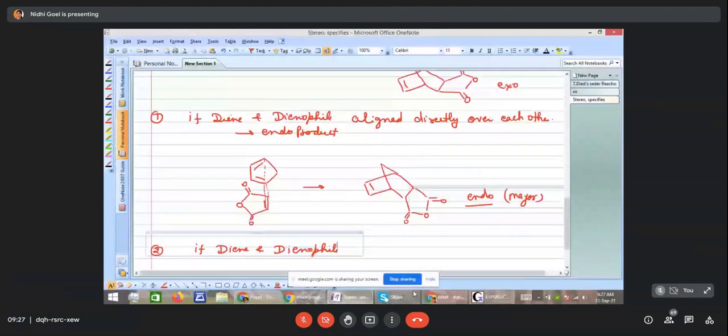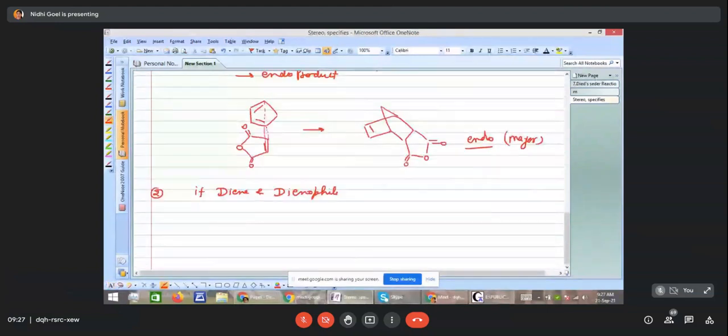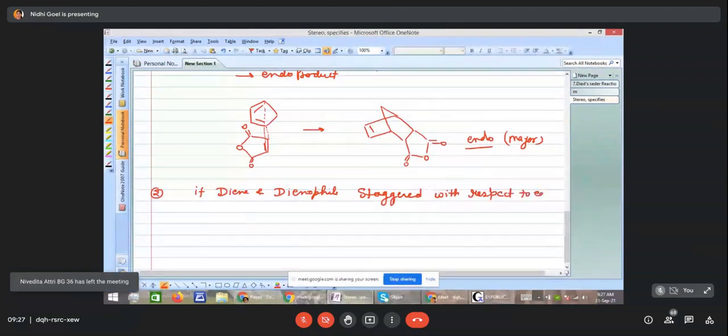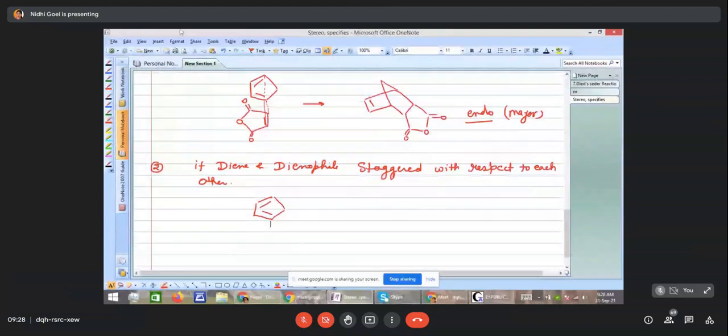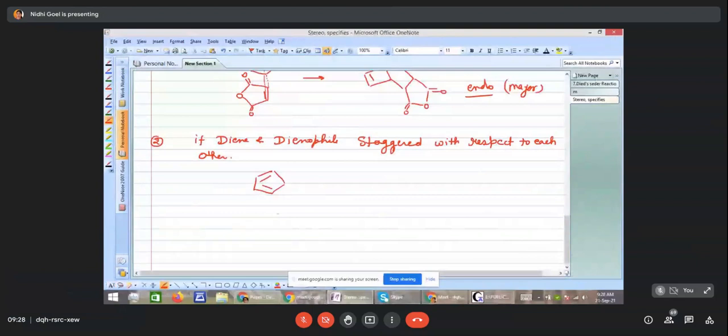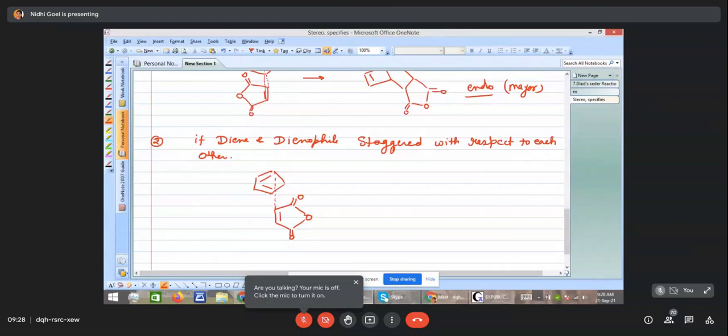Second is the diene and dienophile are opposite to each other or staggered with respect to each other. Staggered means opposite to each other. For example, this is cyclodiene. So the exo product is formed.